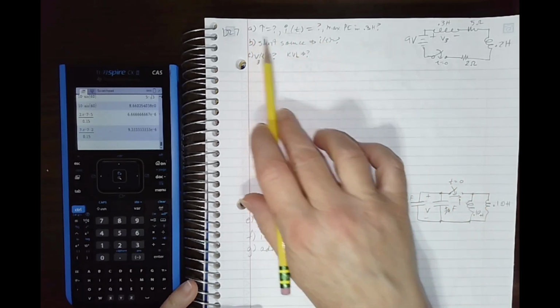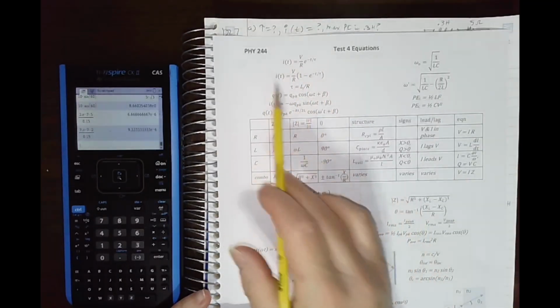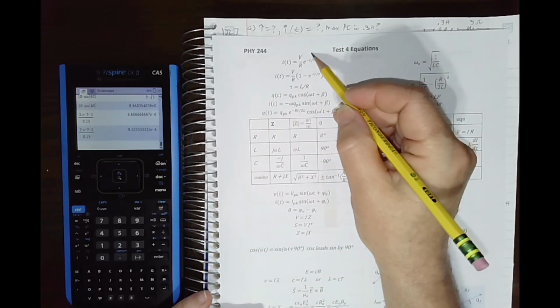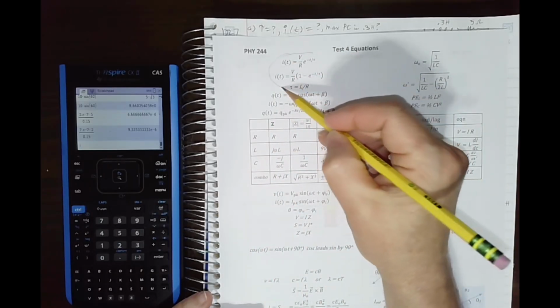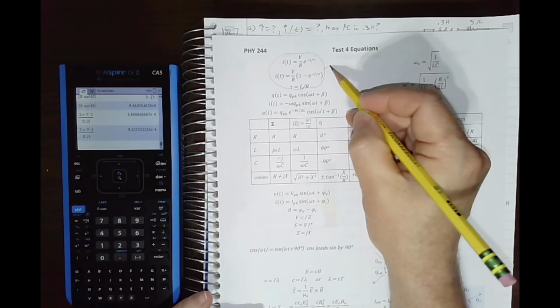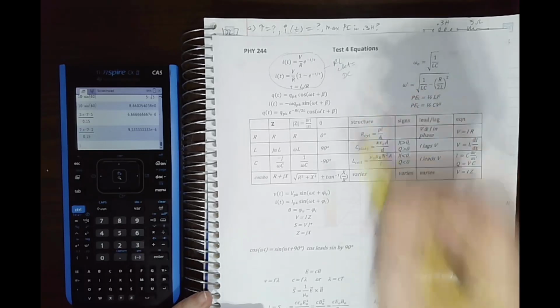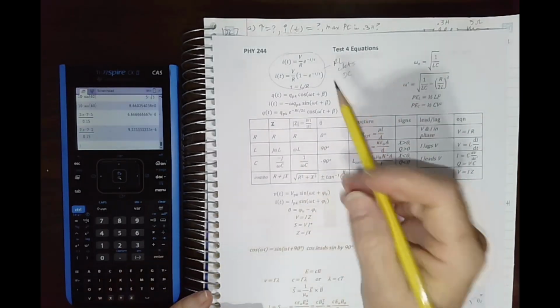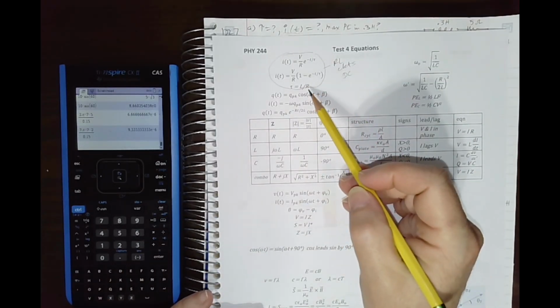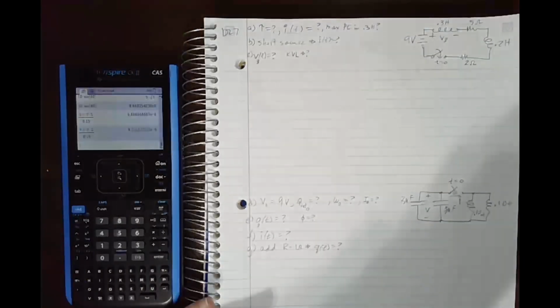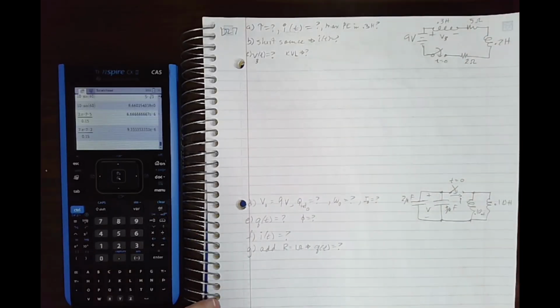In the derivations in the book and in the equations we have here, these top three equations are related to DC RL circuits, right? But what they assume is that there's only one L and one R. And in our circuit, we have a couple of each, so we need to simplify our circuit a little bit.